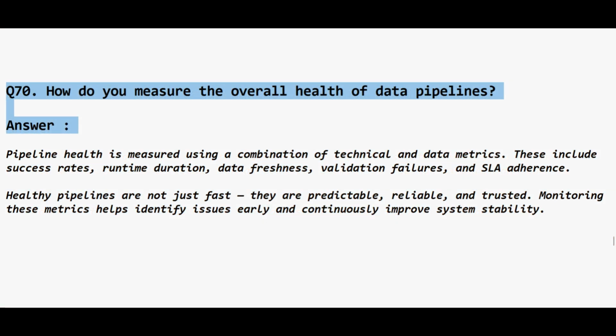Question 70. How do you measure the overall health of data pipelines? Answer. Pipeline health is measured using a combination of technical and data metrics. These include success rates, runtime duration, data freshness, validation failures, and SLA adherence. Healthy pipelines are not just fast, they are predictable, reliable, and trusted. Monitoring these metrics helps identify issues early and continuously improve system stability.